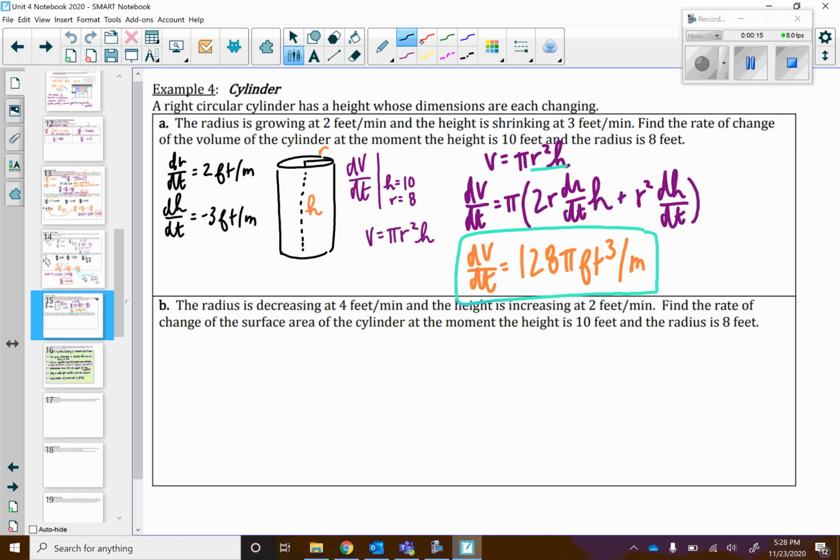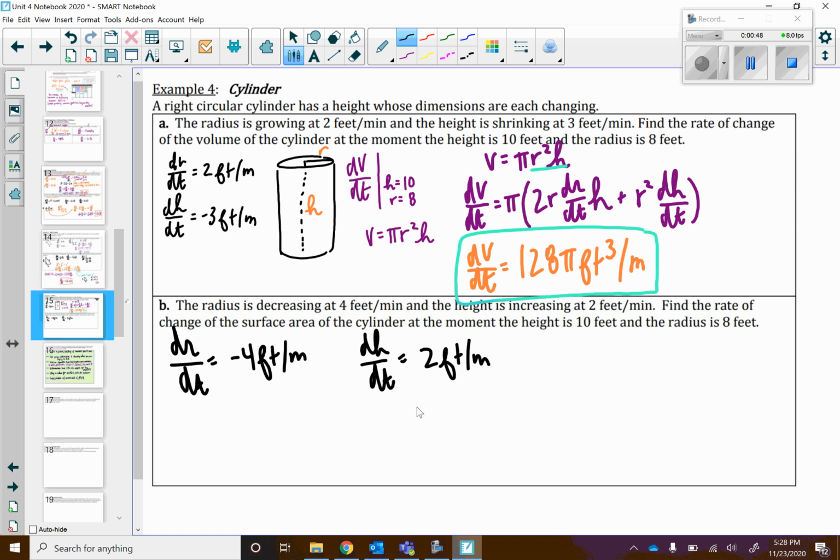So we're still on this cylinder problem, and we are told some information. It says the radius is decreasing at 4 feet per minute. So I'm going to stop here right off the bat and say dr/dt, the rate at which the radius is changing, is -4 feet per minute. And the height is increasing at 2 feet per minute, so dh/dt is equal to 2 feet per minute.